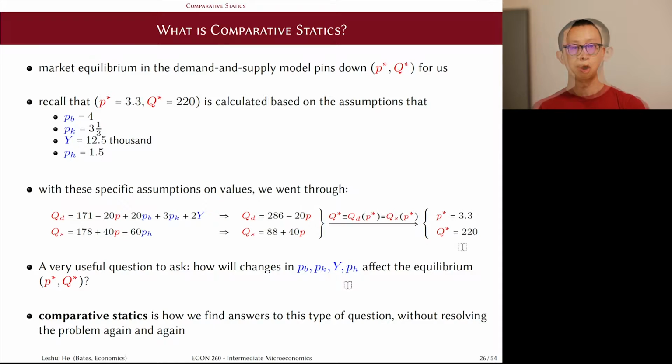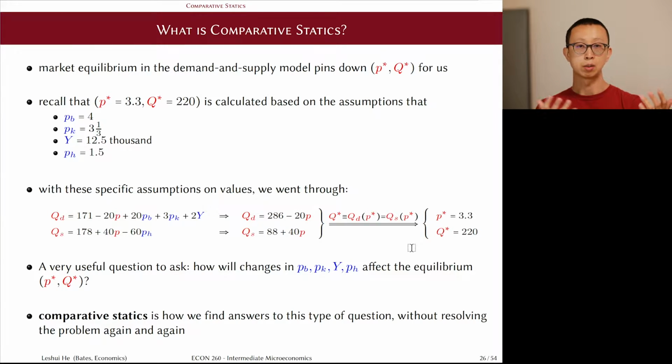Perhaps you might say that, well, I know how to solve that problem. Let me change the price of beef from $4 to $5 and then plug in all these values again into the blue spaces. And then we resolve the problem and get a different equilibrium. Then we can compare the new equilibrium to the old equilibrium.